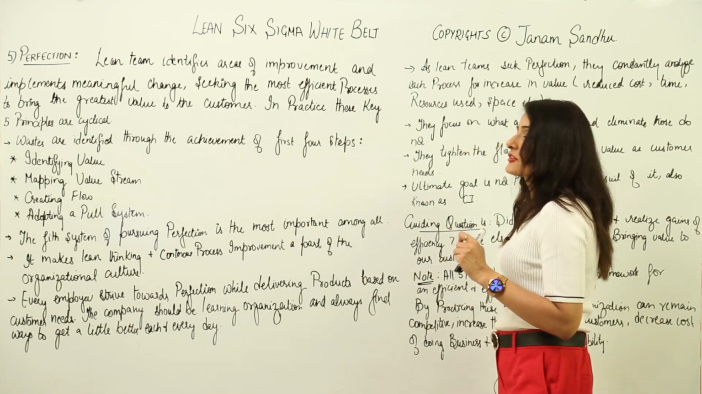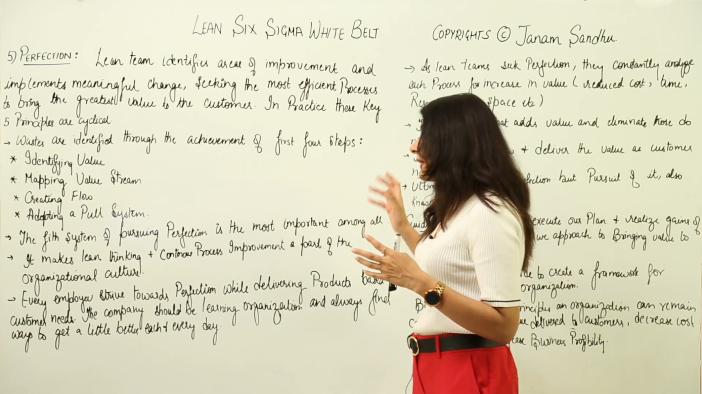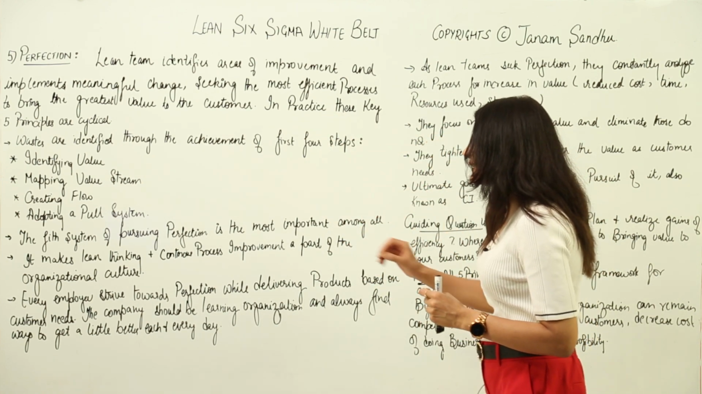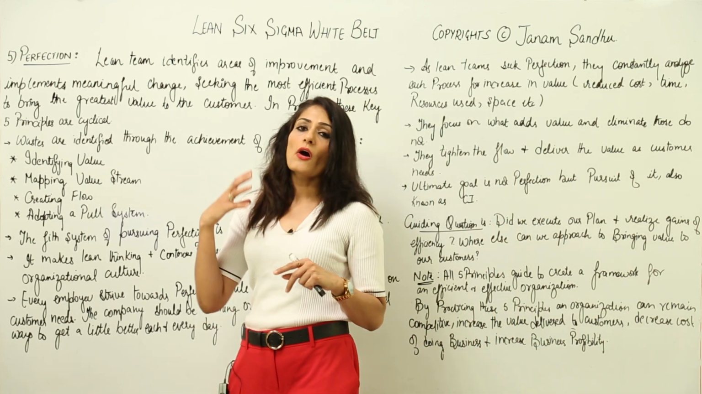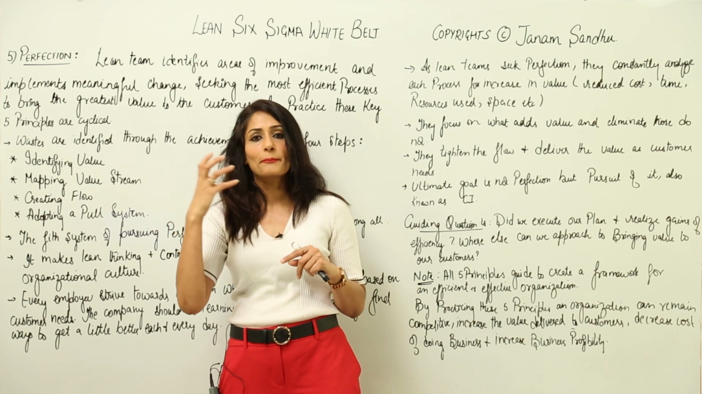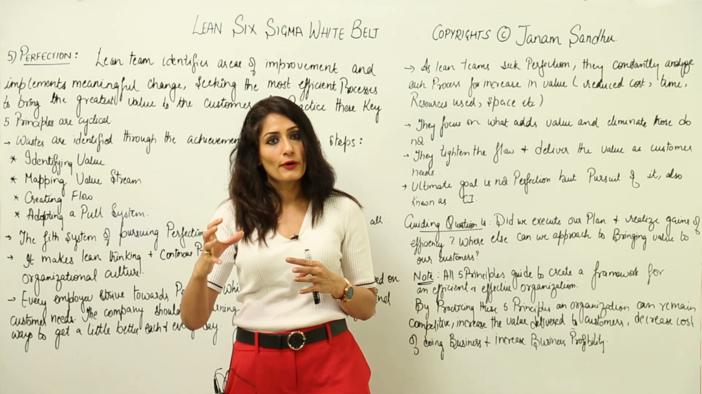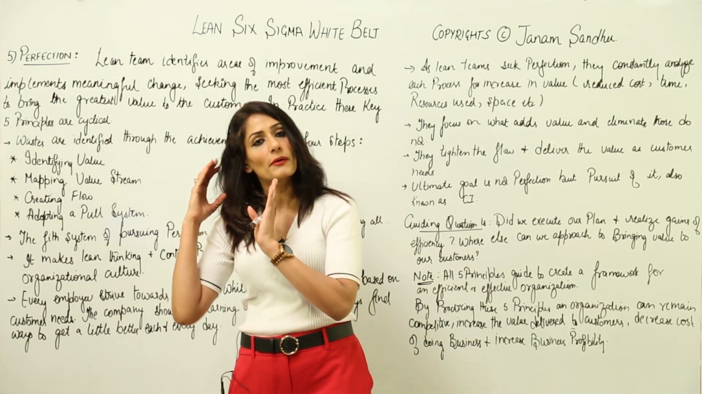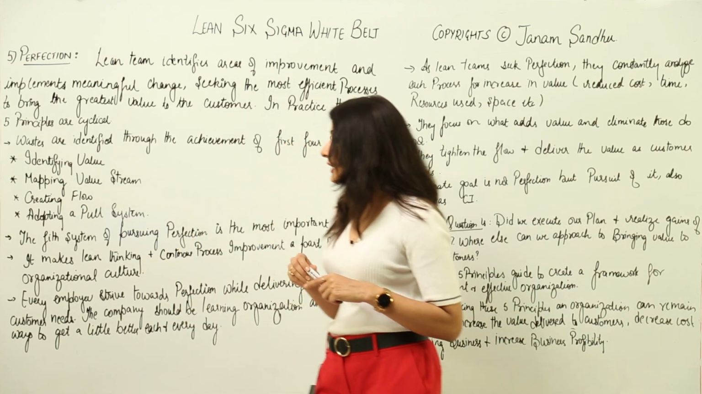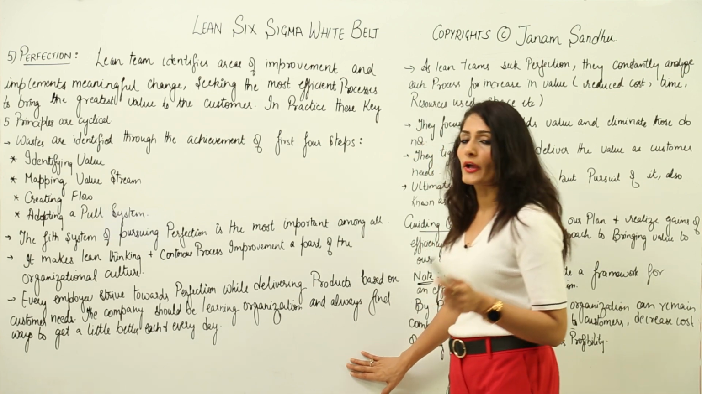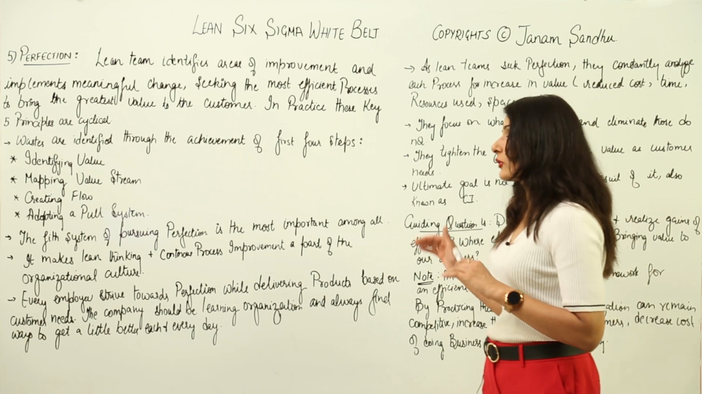And then the fifth principle of pursuing perfection is the most important among all. Why? Because it makes lean thinking and continuous process improvement a part of the organizational culture. Because when you imbibe this concept of perfection, that whatever we need to do, we do it in a perfect way, we are able to deliver perfect services and products to our customer. So, that becomes an organizational culture. And every employee strives towards perfection while delivering products based on the customer needs.